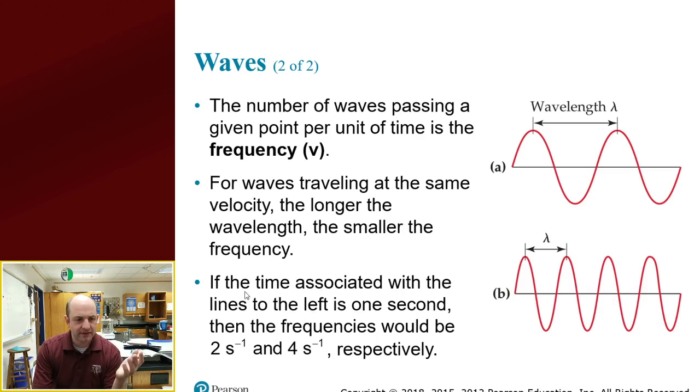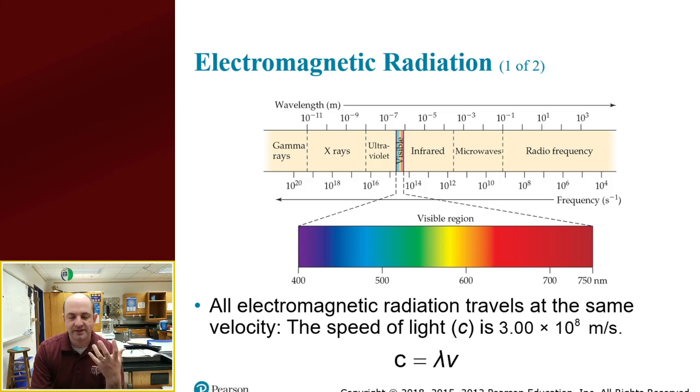And so if the time associated with the lines left is 1 second, then we have 2 versus 4 hertz, right? Reciprocal seconds is the hertz. So this says I get through 2 complete waves in 1 second. Here I get through 1, 2, 3, and 4 in this 1 second segment of time. So wavelength and frequency are dependent on each other if it's the same wave, if it's the same stuff.